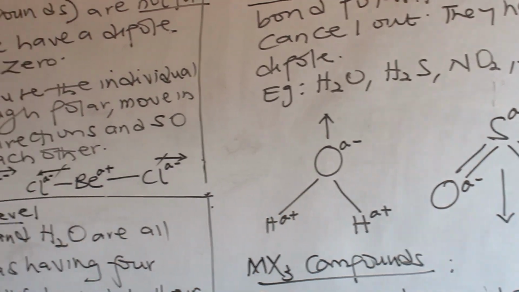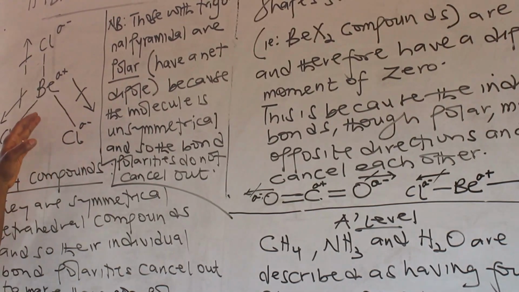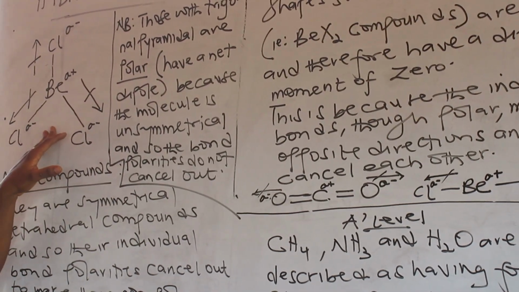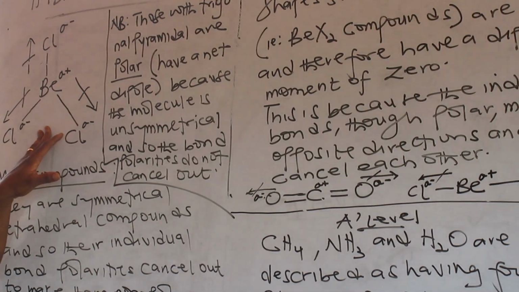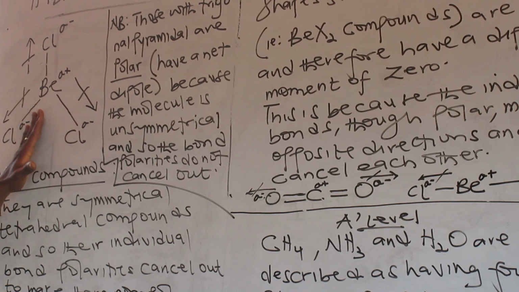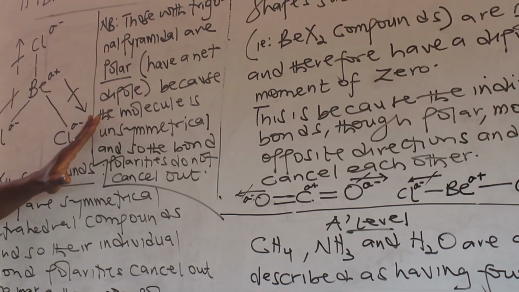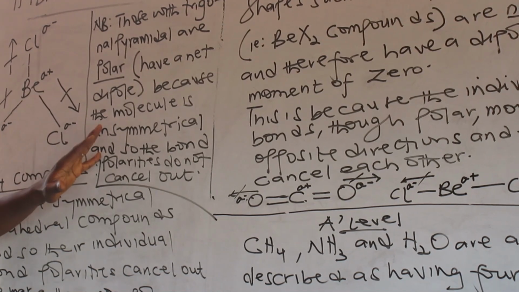Are you okay? Now, symmetrical. It's not about circle or anything. It's just a line we divide something into equal halves, okay? That's what we call symmetry. Good, so they're symmetrical. Now, trigonal pyramidal, you know that, like ammonia.